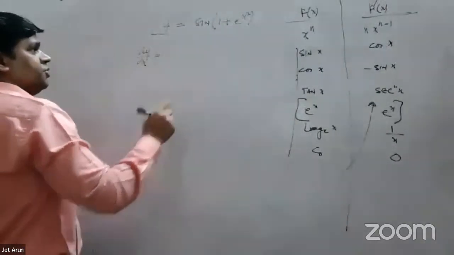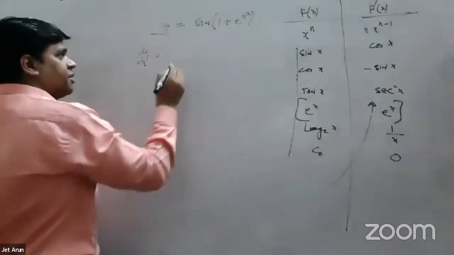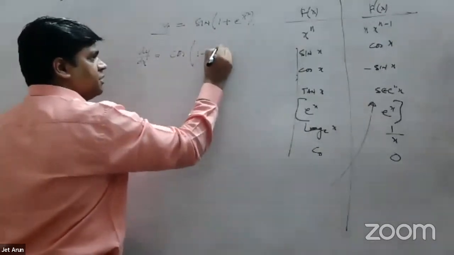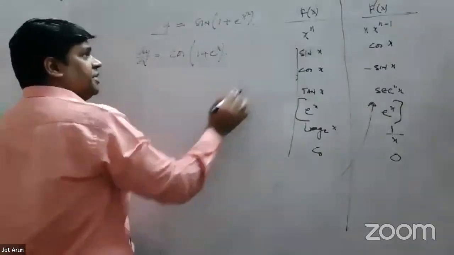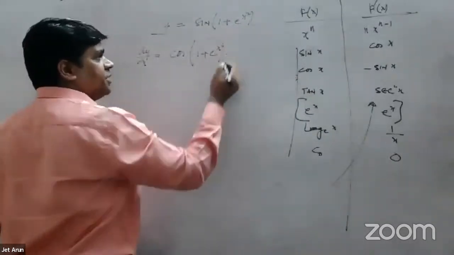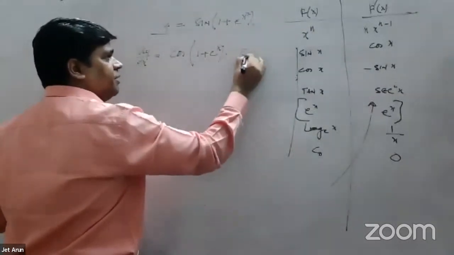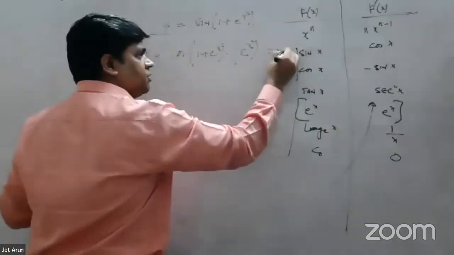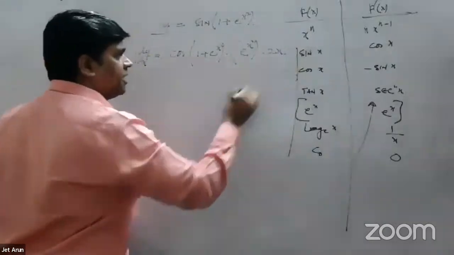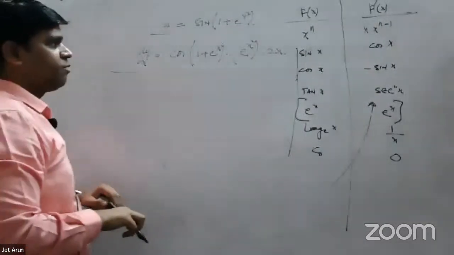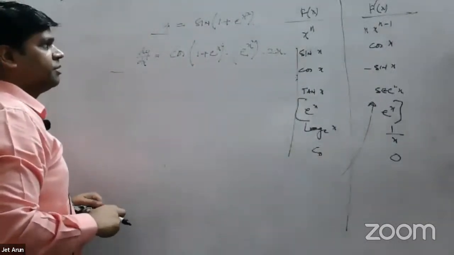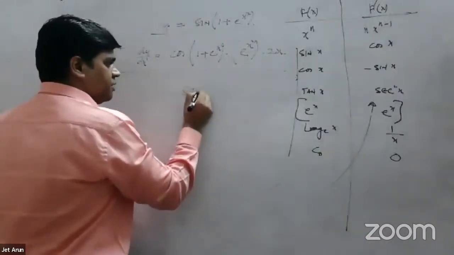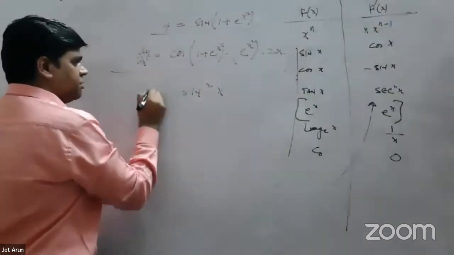All right. So outermost function is sine. Derivative of that is cos. Everything as it is. Times inner function is 1 plus e power x square. Derivative of that would be e power x square times 2x. That's my derivative. Right? Now let us look at one confusing one. Sine square x.